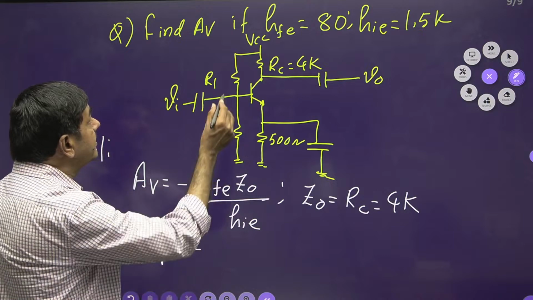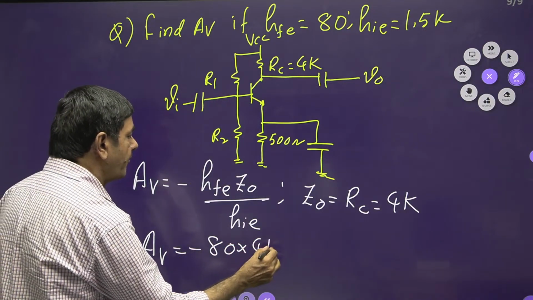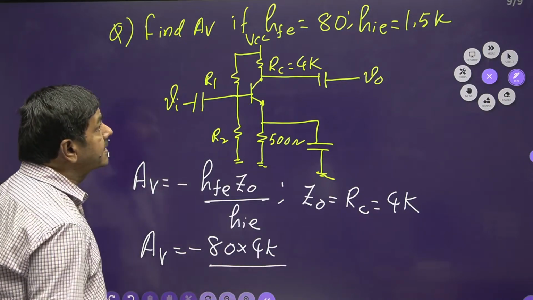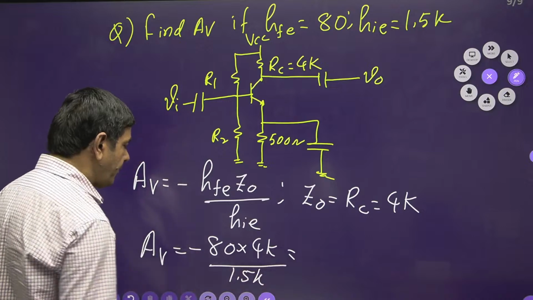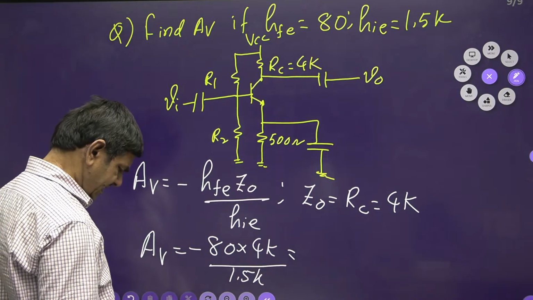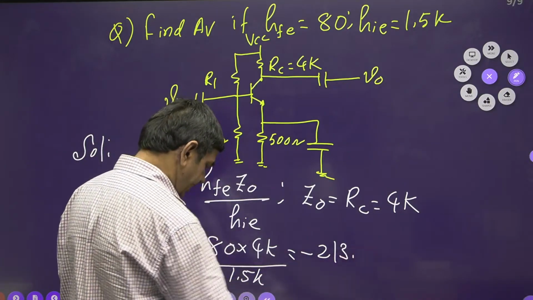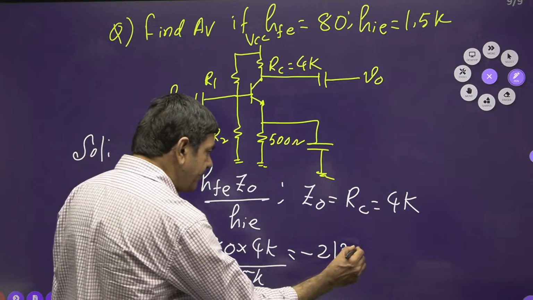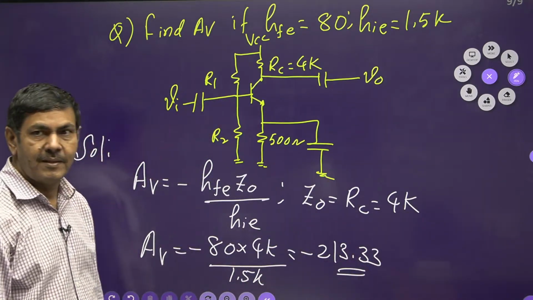HFE is nothing but 80. Z0 is nothing but 4K. HIE is nothing but 1.5K. If you use the calculator, you will get minus 213.33. That much voltage gain is possible.